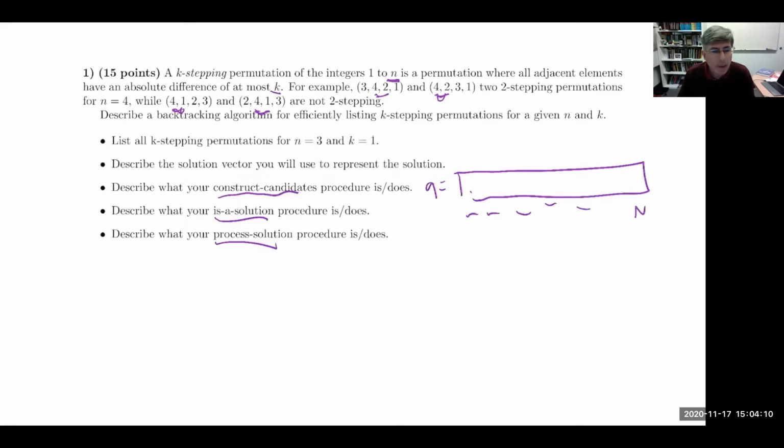But what is the issue here? When I'm generating my kth thing, first of all, if I'm generating all permutations, I want is a solution to be the same, probably meaning have I filled up the array. Process solution would mean to print the solution.